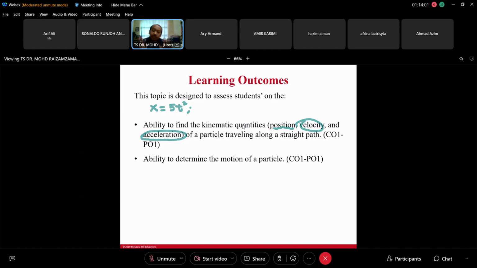That's the idea. So I just want to make sure that all of you are ready with the differentiations and integrations, okay? For you to be able to find the kinematics quantity, right? Positions to velocity to accelerations. All right, so clear? So these are the two learning outcomes. All right.